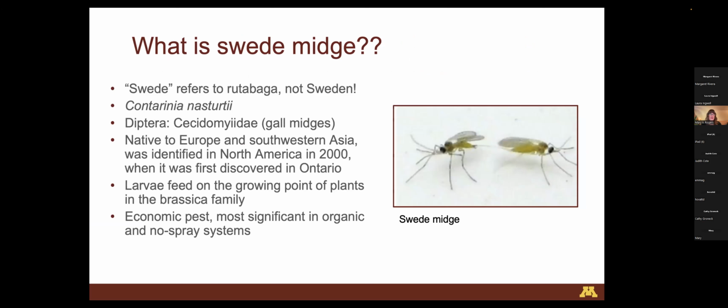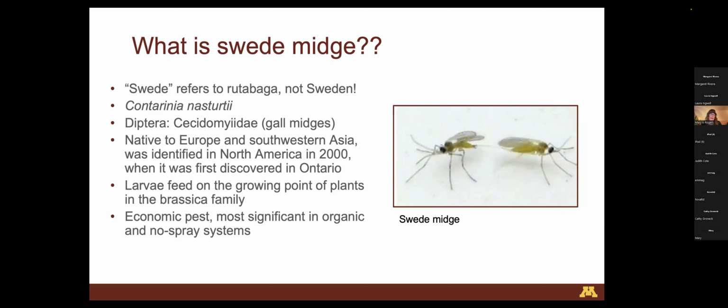So let's talk about, starting at the beginning, what is Swede Midge? Swede, you might think, refers to someone from Sweden or something from Sweden, but it refers to a rutabaga. A Swede is what the folks in the UK call a rutabaga, and that's indicative of the type of crops that this insect likes to attack.